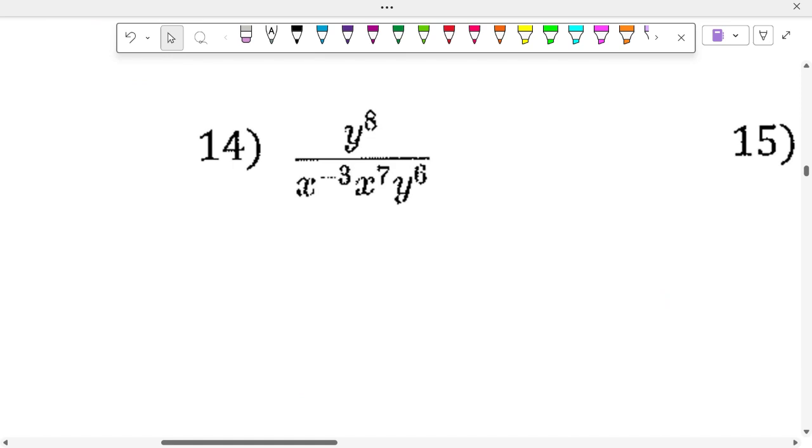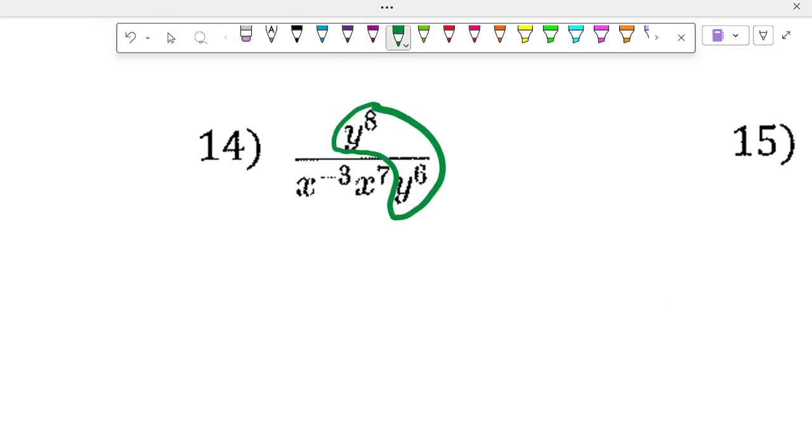So guys, for this one, it doesn't really matter where you start. You just got to start with whatever makes the most sense to you. So where do you want to start? All right, let's do the y's first. So if I handle the y's, what am I doing? You're subtracting them. So big minus small, 8 minus 6, that's 2. Where does it go? Numerator. So this will be y squared over x to the negative 3, x to the 7th.